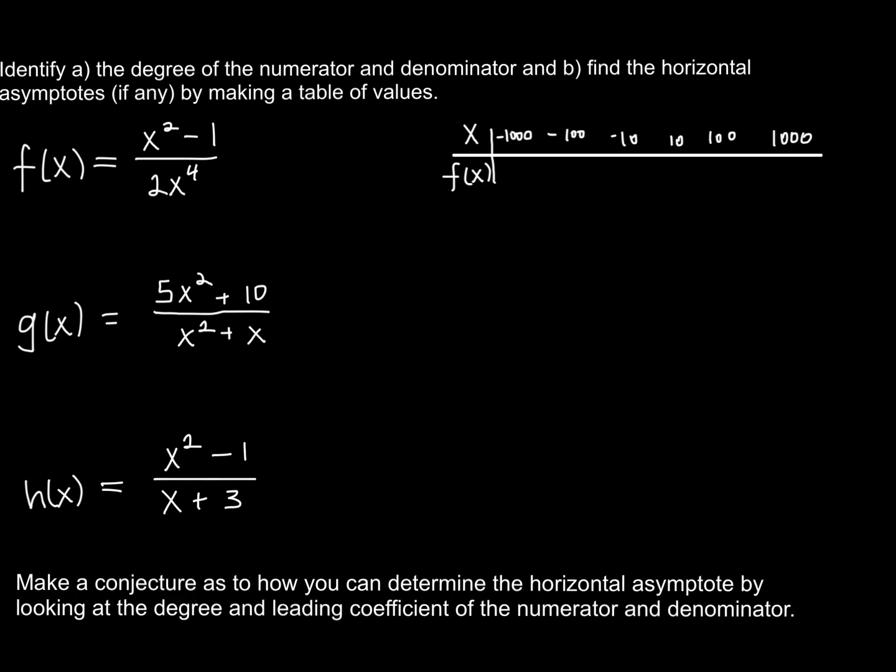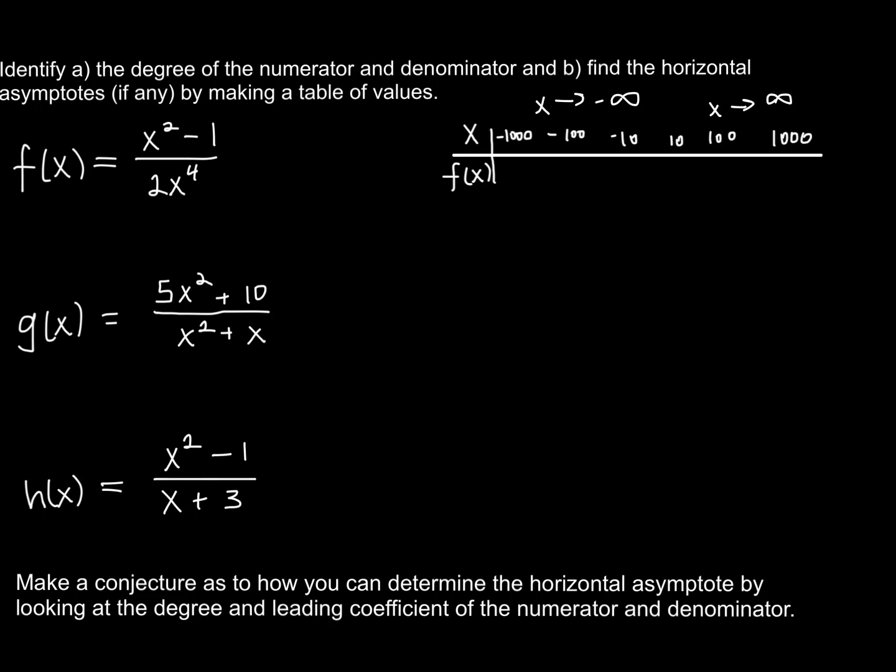All right, so here are the three functions that we looked at. And what we want to do is make a table of values where our x values are going out to the left very, very far and out towards the right very, very far. In other words, here this is x approaching negative infinity, and this over here would represent x approaching positive infinity.